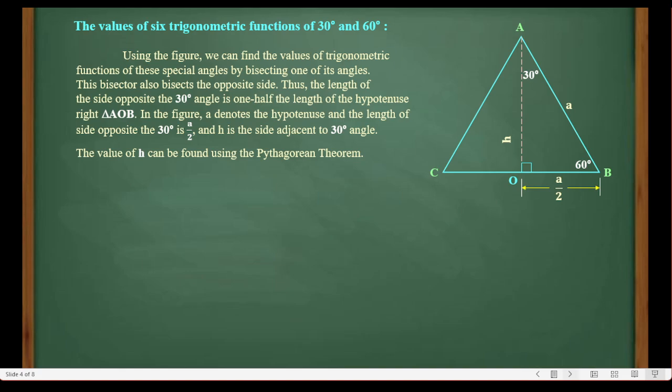So again, by the Pythagorean theorem, A squared, this is the hypotenuse. The square of the hypotenuse is equal to the sum of the squares of its two perpendicular sides. The horizontal and the vertical sides, where the vertical one happens to be, as I have just mentioned earlier, the perpendicular bisector of this equilateral triangle, denoted by H. So that is H squared.